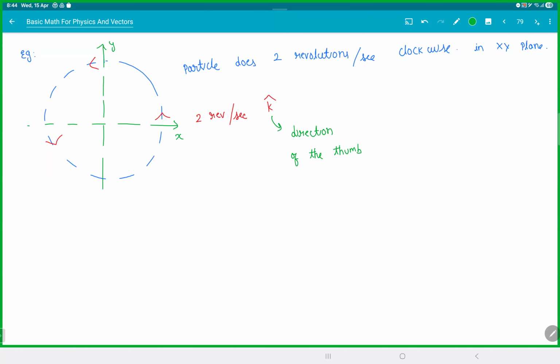So that's it. Don't worry too much about this. We are going to deal with this again in circular motion, but that is also a type of vector. So if someone tells you the body is revolving 3 revolutions per second minus i cap, can you tell me how it is rotating? So for revolutions, that i cap is not the actual direction.